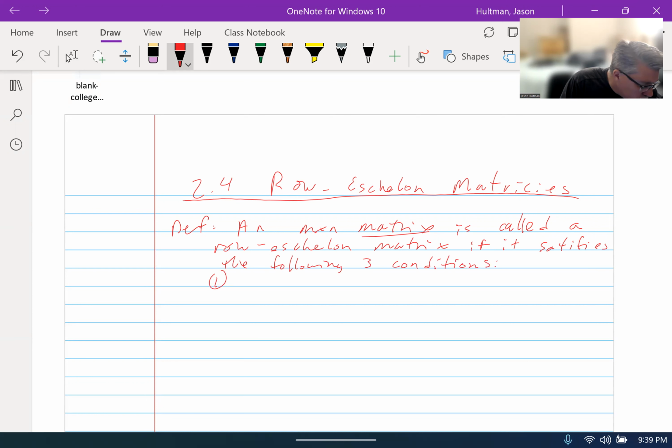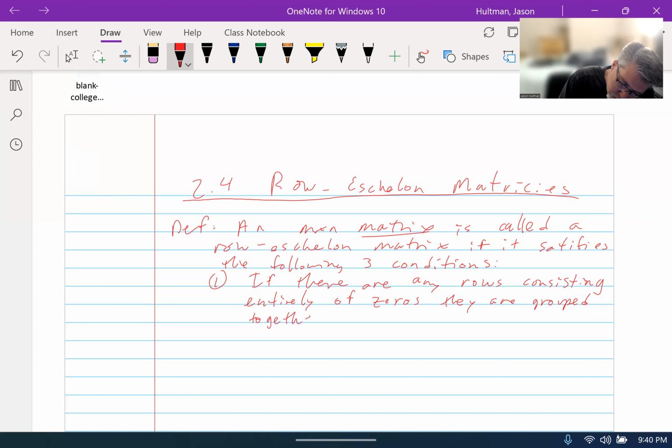Okay, number one, if there are any rows consisting entirely of zeros, they're grouped together at the bottom of the matrix.